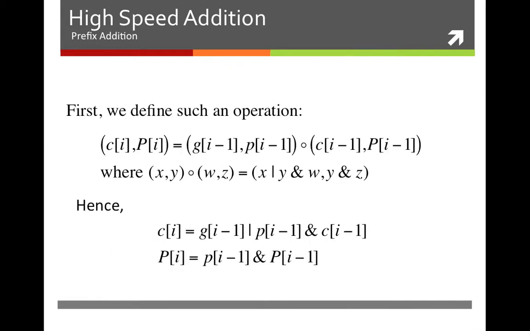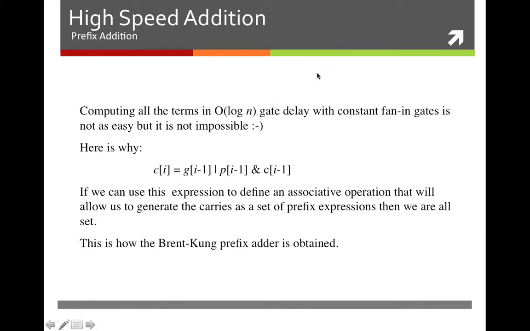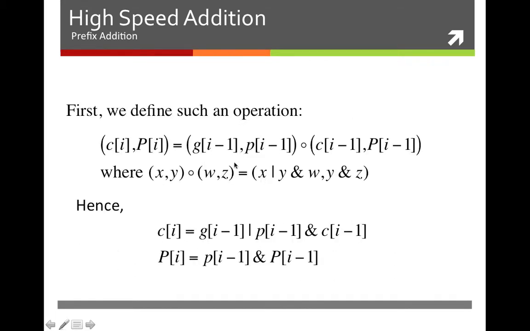Which is basically like this. We need an associative operation, which is kind of critical. And in this associative operation, we need to have our C sub i generated by this sort of expression. As you can see, they define an operation where you take G sub i minus 1 and P sub i minus 1, and then use the circle operation, which is our key operation here, with C sub i minus 1 and the capital P sub i minus 1 on the right-hand side, which I will explain in just a second. This circle operation is defined as (x, y) circle (w, z) equals (x or y and w, y and z), which is the product of these two.